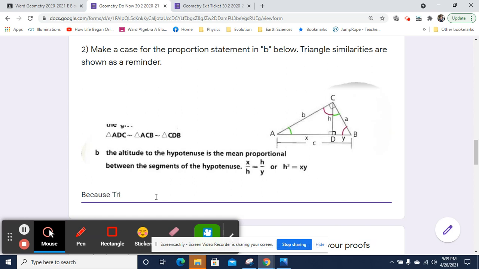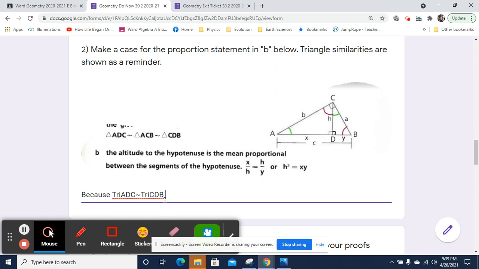Okay, so because triangle ABC is similar to triangle CDB, okay, and let's think about what X is. X is AD, so AD, and H is CD, okay? H is also DC, so AD to DC is CD to DB. Okay, so you can actually follow those patterns in the name.